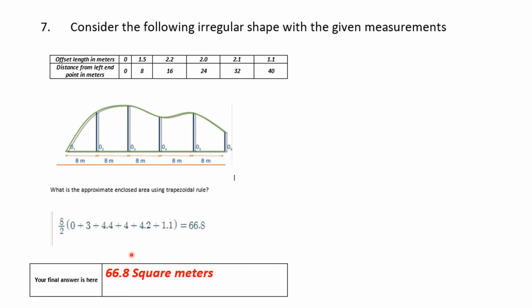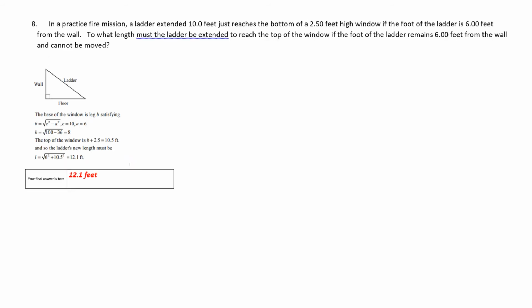I in fact told you to use the trapezoidal rule, which was in the grace notes. And so what we have to do is use the trapezoidal rule formula. Each of those is 8 meters, so it's 8 over 2, 0. All of these are multiplied by 2. And then we add the final one, and we do the calculation, and we get 66.8 meters.